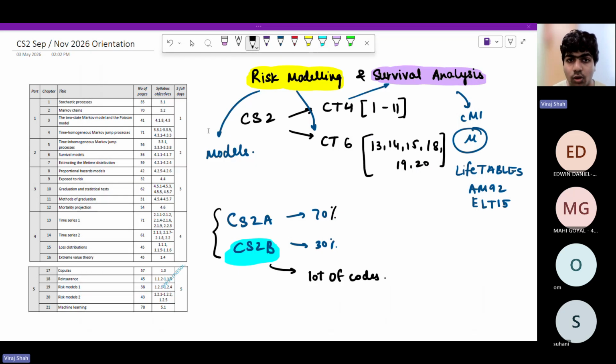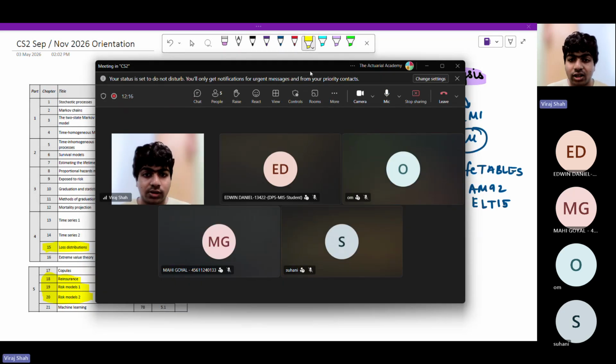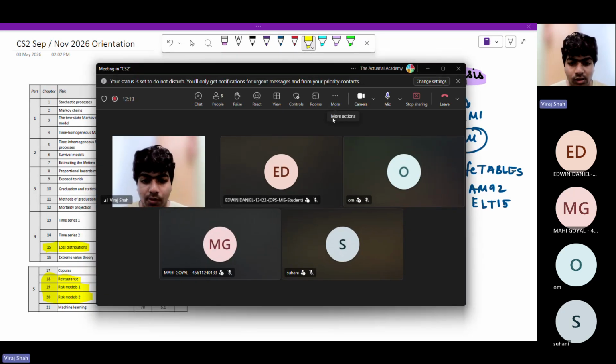The first part that we are going to take up is the easiest part, which is nothing but chapters 15, 18, 19, and 20. These are the four chapters that we are going to start with first. These are your easiest chapters, correct? This is the set of chapters where you can easily score marks. There is no chance of losing marks here. This is the easiest set.